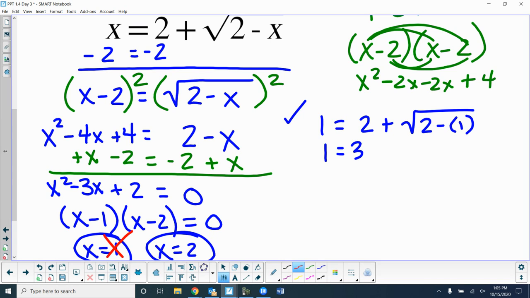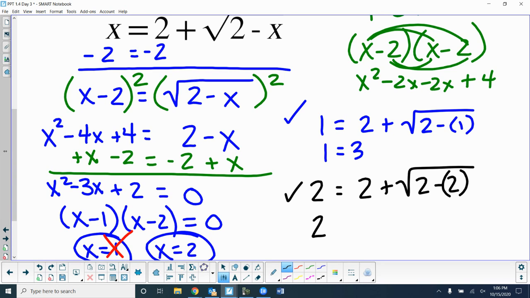But let's make sure. So we'll check it in black here. Now we're putting a 2 for the x, so I put a 2 there. And then right there, that x. What's 2 minus 2? 0. What's the square root of 0? 0. What's 2 plus 0? 2. Does 2 equal 2? Yeah. So the 2 was a good answer.